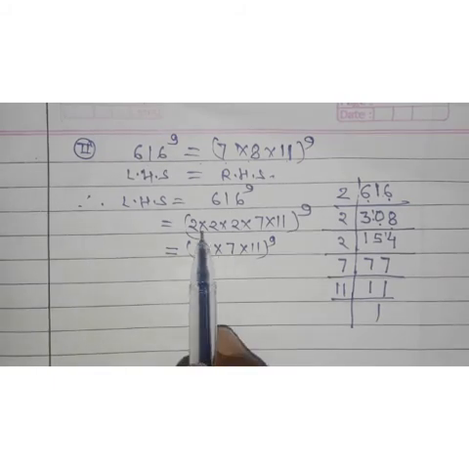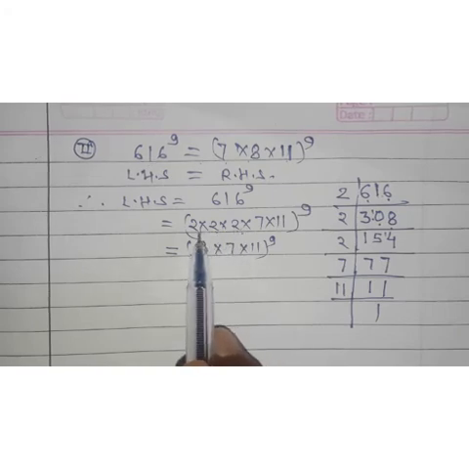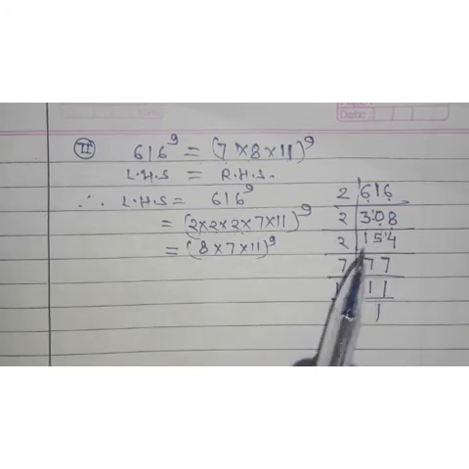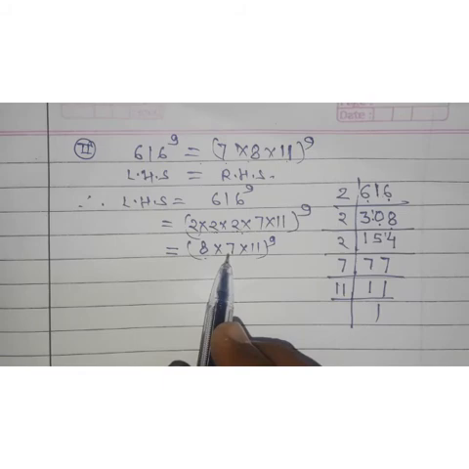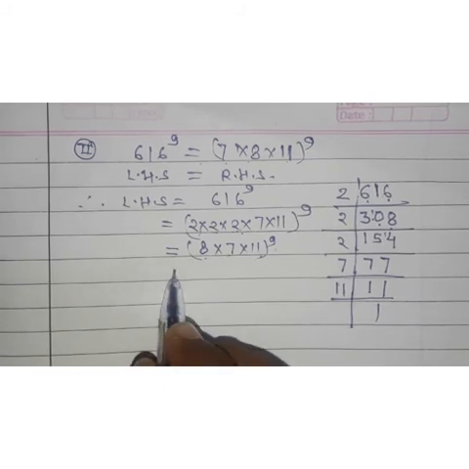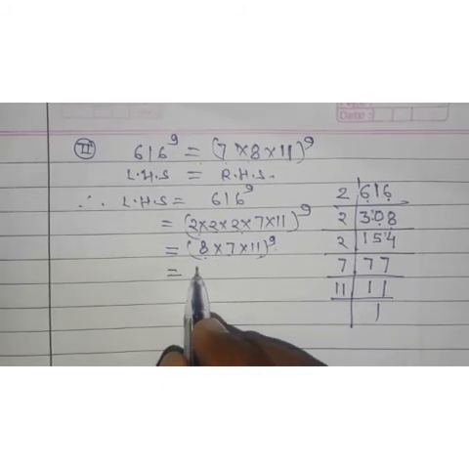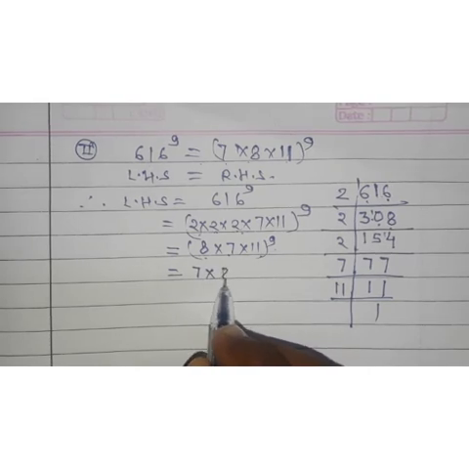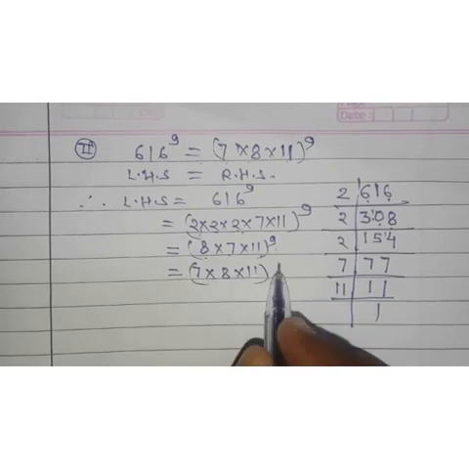Why did I write there 2 into 2 into 2? Because this is the same. So write this 2 into 2 into 2. 2 twos are 4, 2 fours are 8. So this is 8 into 7 into 11 to the power 9. And we can write this also, right? Arranged: 7 into 8 into 11, whole power 9.